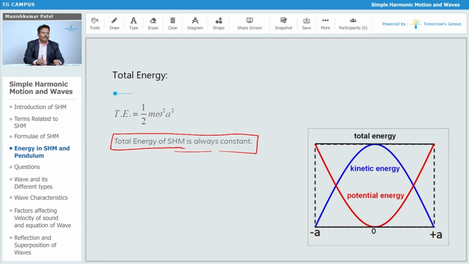From that you can get the graph for this also. At the mean position the kinetic energy is maximum and the potential energy is 0, but at the extreme positions plus a and minus a, the potential energy goes on increasing while the kinetic energy goes on decreasing, but the total energy at each point is always constant. So that is about the energy in SHM.